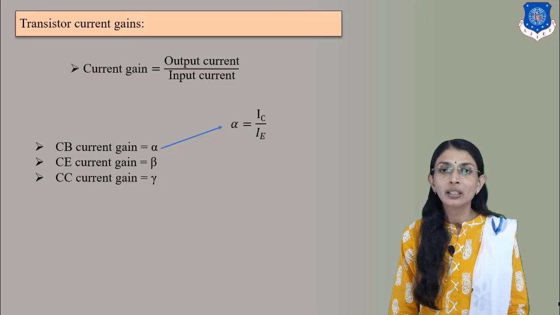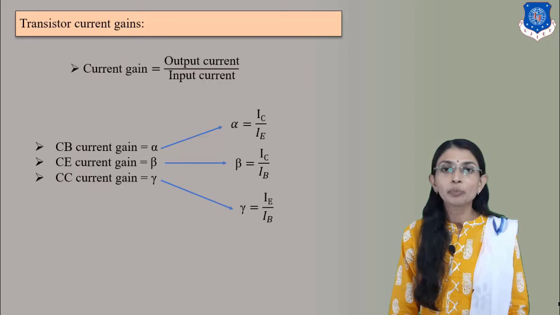Similarly for common emitter, beta is defined like this, IC upon IB, because emitter is common. And for common collector configuration, we will study the gamma definition, that is IE upon IB. The collector terminal will be common. Especially for common base, alpha is equal to IC upon IE. IC is the output current and IE is the input current. So always remember the standard formula, IE equal to IB plus IC, and the current gain, that is the ratio of output current to the input current.